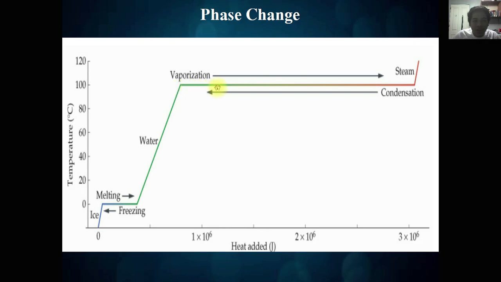As you can see here, we have a straight horizontal line, because during the vaporization stage the water does not have a change in temperature, because there is a change in phase. That's very important in the concept of thermal physics. Once the object undergoes a phase change, there is no change in temperature.